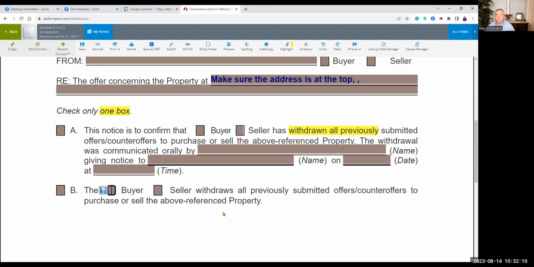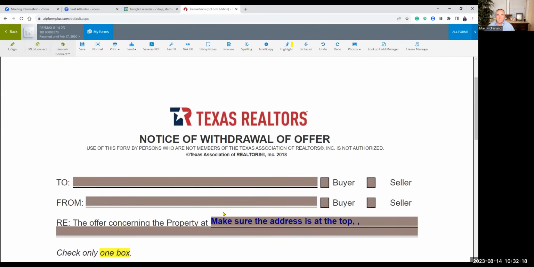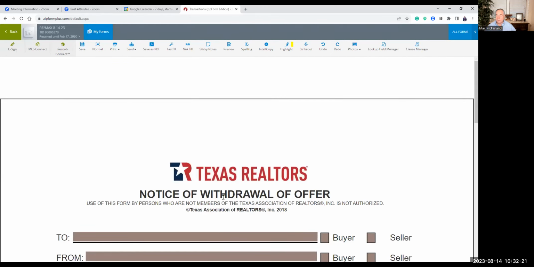Can the seller withdraw their counter offer? Yes. And that's where this form comes into play. So when can they do that? Anytime before it becomes a contract. So remember, we have to have it in writing on the forms, initials, signatures, and communicated acceptance.